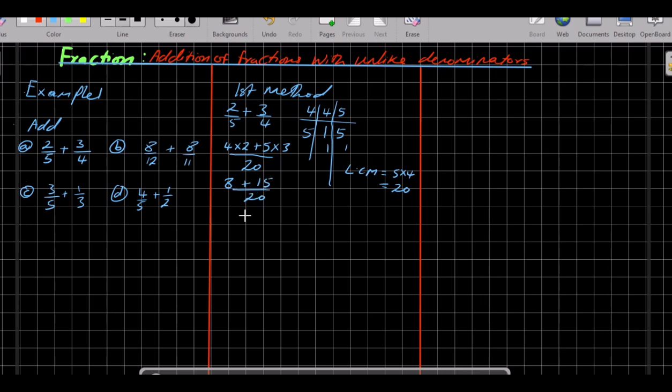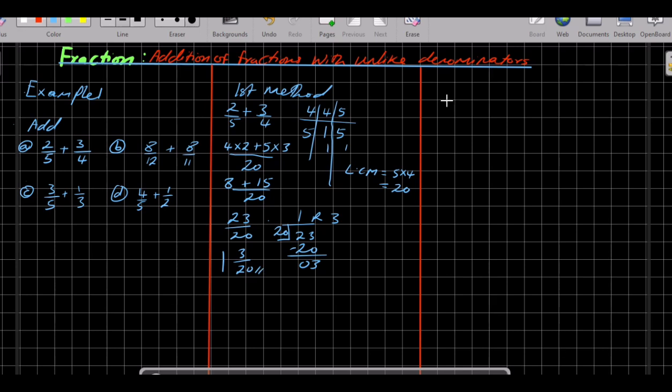So we add up the numerators now. 8 plus 15 is going to give me 23 over 20. Now 20 can go into 23, so we can reduce this using long division. We call this the bus stop method. So we have 23. 20 can go into 23 just once, remainder 3. You write your 20, you subtract. This is 3, so we have remainder 3. So my final answer is going to be 1 whole number and 3 over 20. That will be our final answer for the first method.